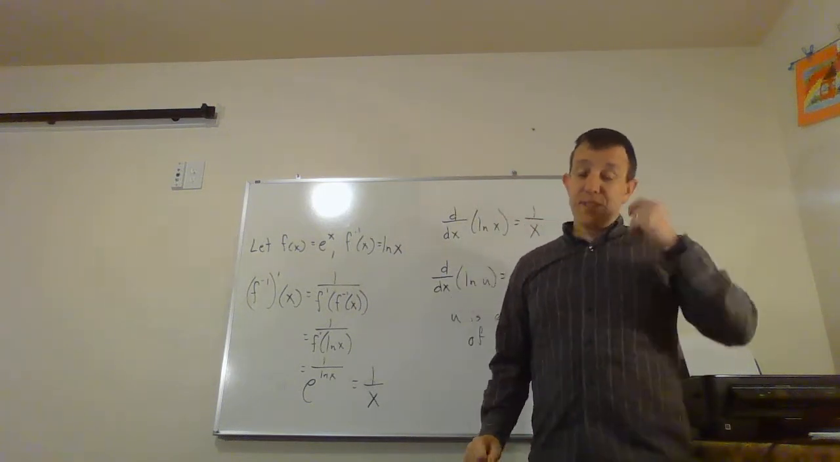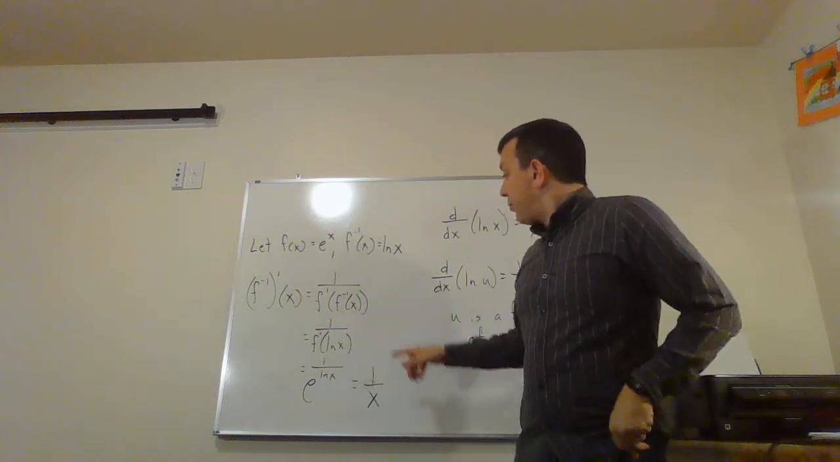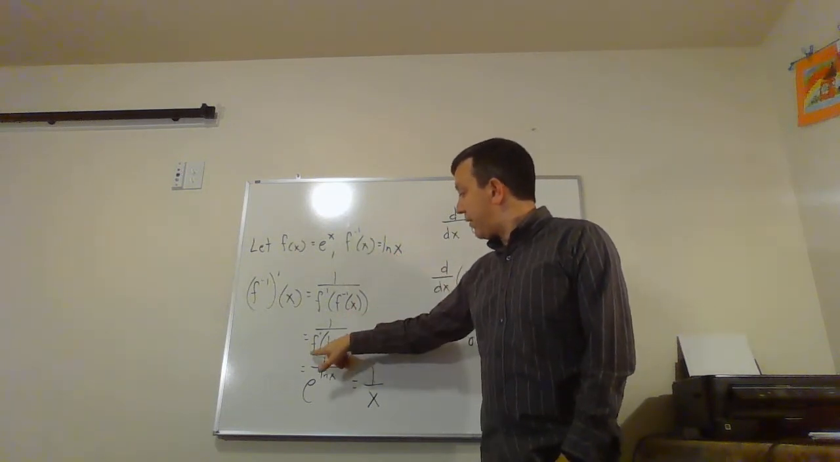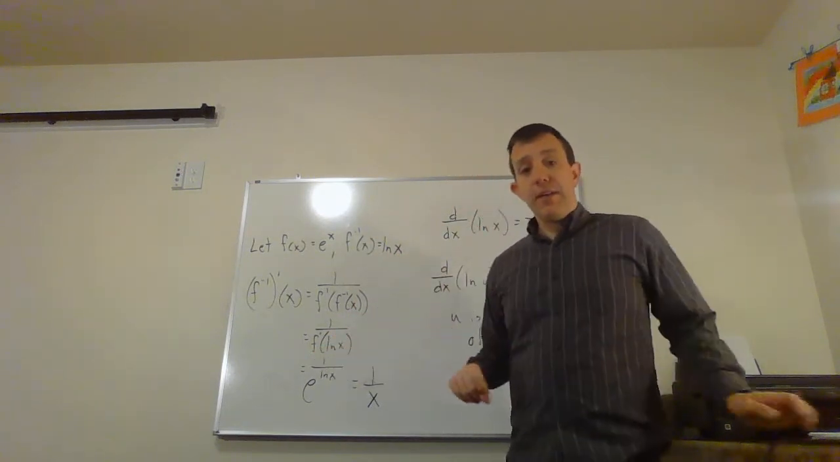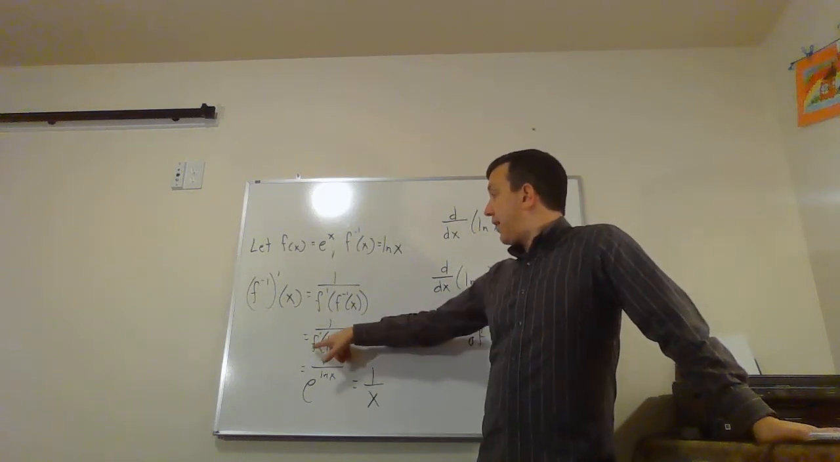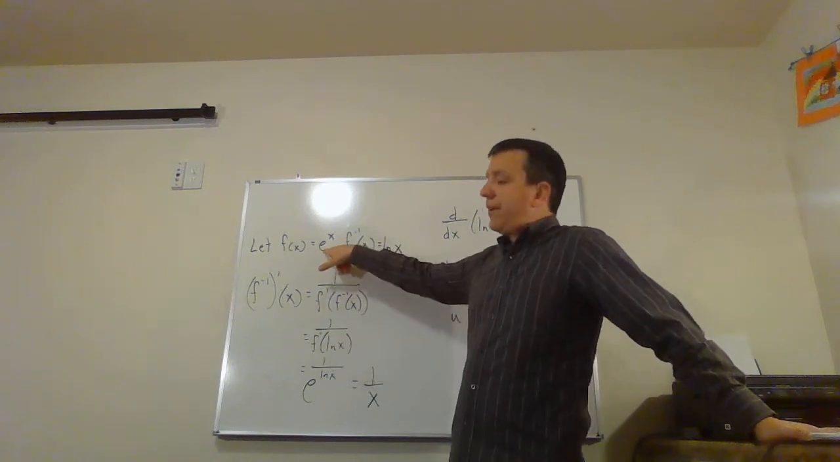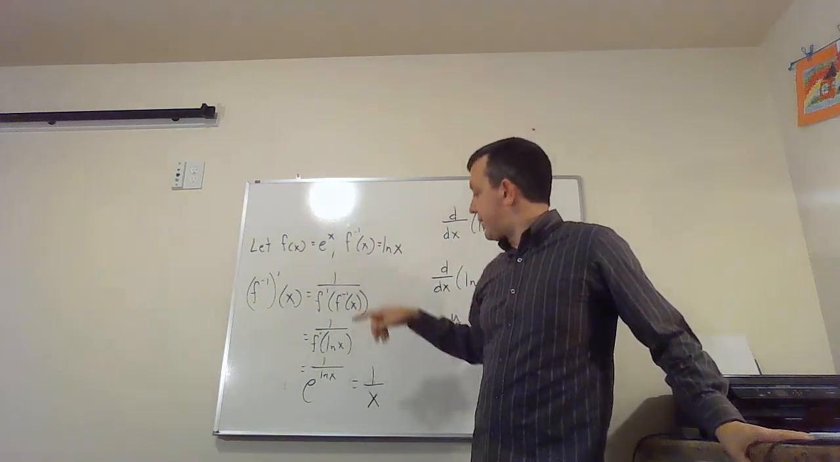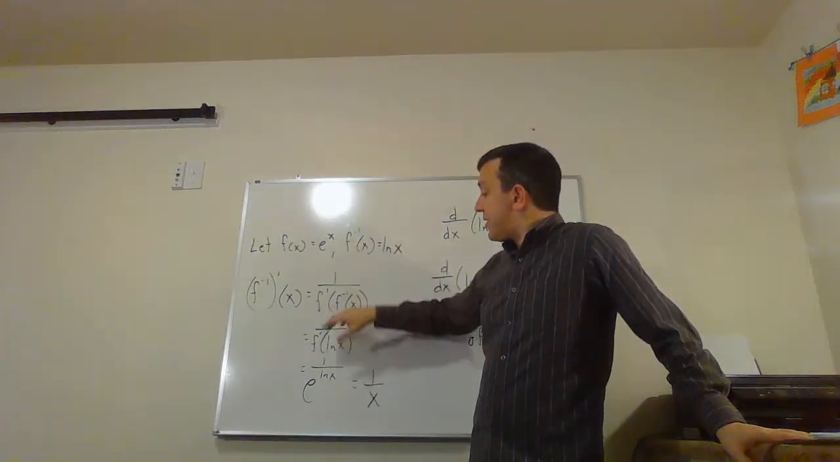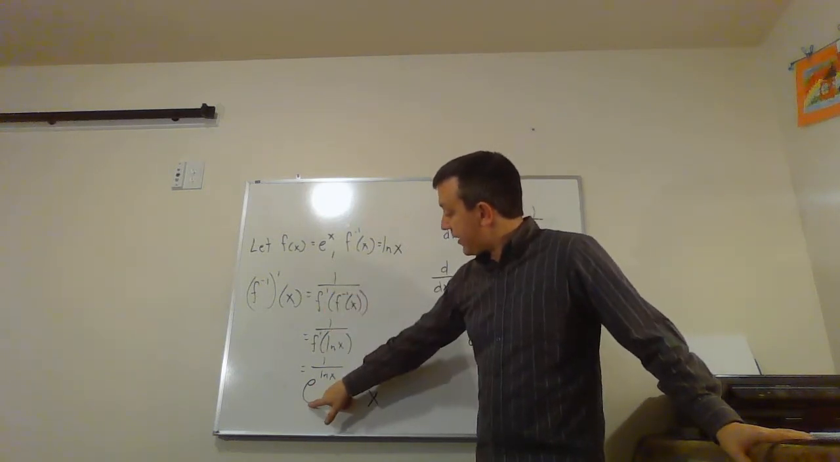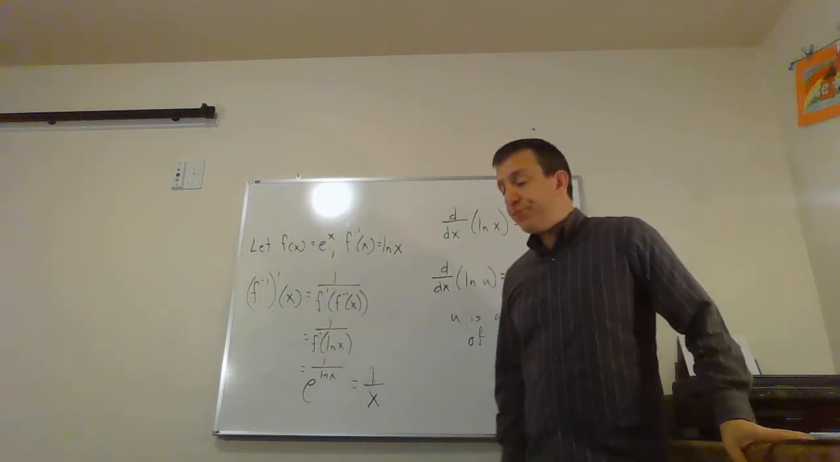Now that's a little bit messy, but let's clean this up. We know what f inverse of x is. It's just the natural log. So now I have 1 over f prime of the natural log of x. The derivative of e to the x is just e to the x, but since we've got natural log on the inside, we get e to the natural log of x.